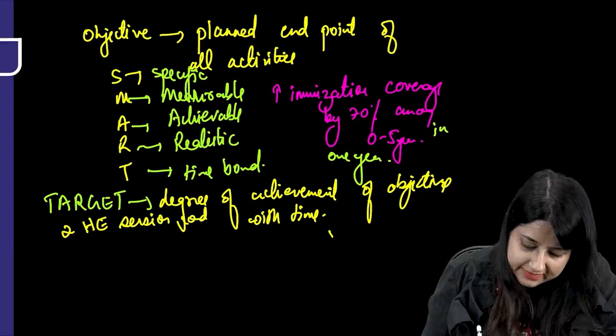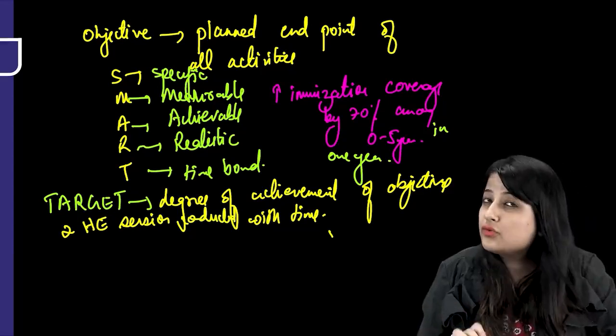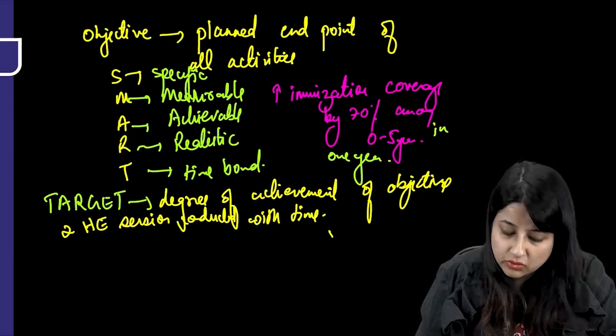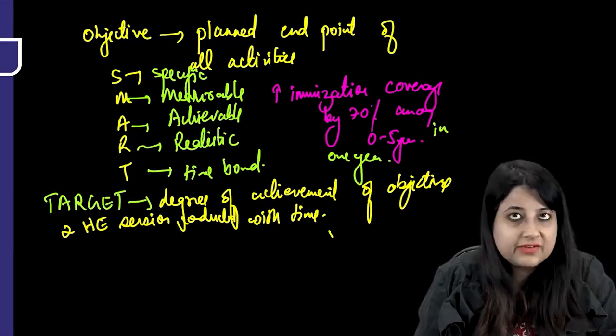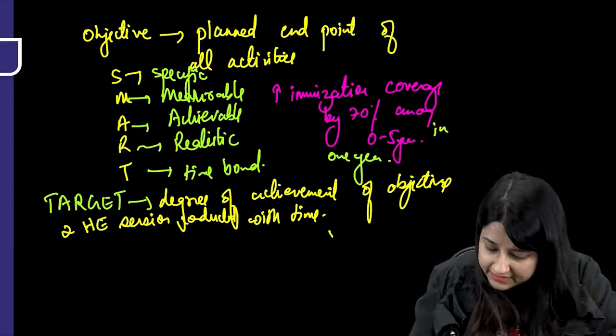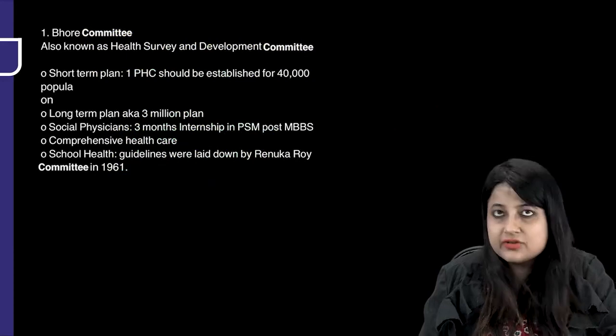Okay, that is, what is a target? So you need to know the definition. It is very, very important. Not constrained by time or resources is goal. Planned endpoint of all activities is objectives, and target is degree of achievement of objectives with time. All right, these 3 definitions can come.